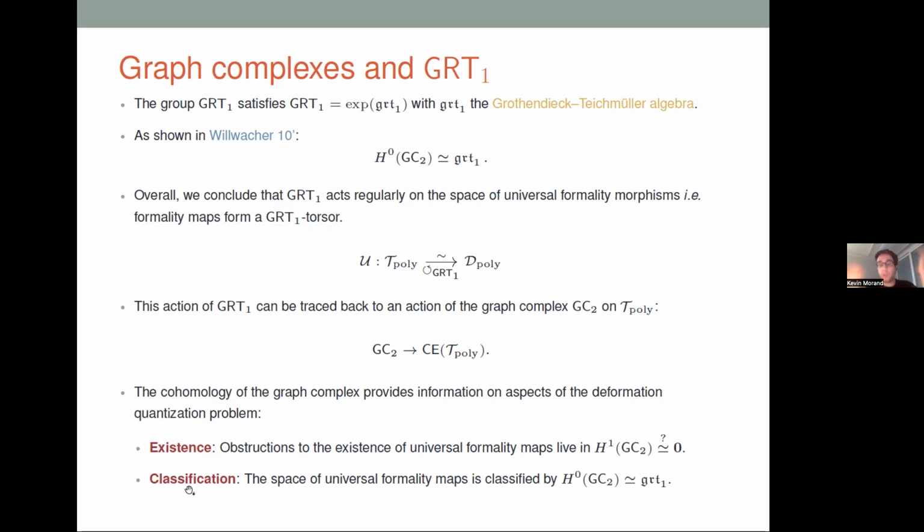Also, we can obtain some information regarding classification. So if some solution exists, then we can classify these solutions by looking at the zeroth order cohomology. And in this case, as I just said, the cohomology is just isomorphic to the quantitative mirror algebra.